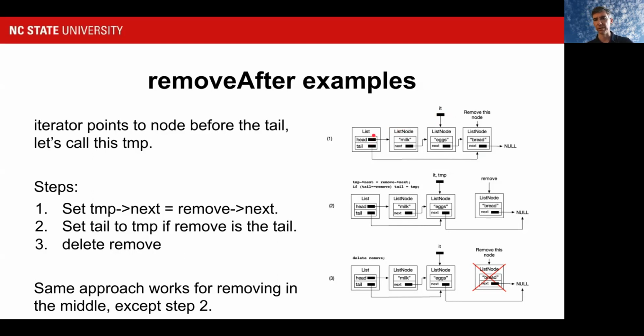So let's say I start with a list that contains milk, eggs, and bread. And then my iterator is pointing at eggs. So if I call remove after with that iterator as an argument, what it should do is remove the bread.